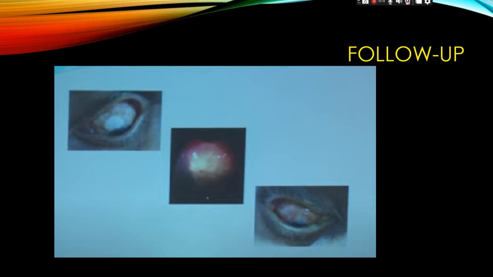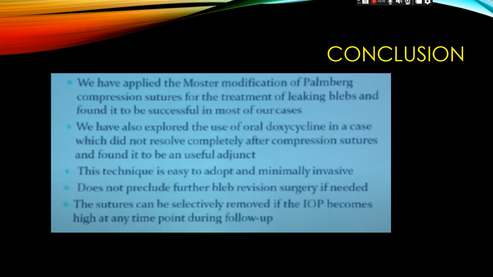This was the follow-up. As you can see, from the cystic ischemic bleb, the bleb became lobulated and vascularized. To conclude, we have applied the Moster modification of Palmberg compression sutures for the treatment of leaking blebs and found it to be successful in most of our cases.